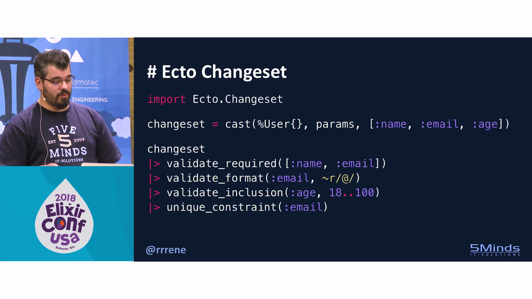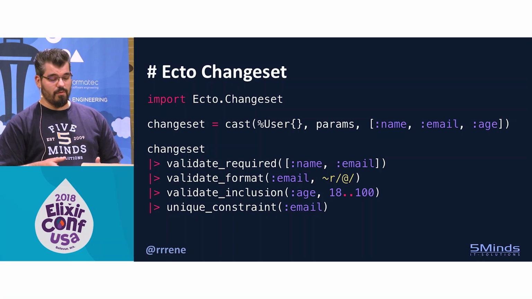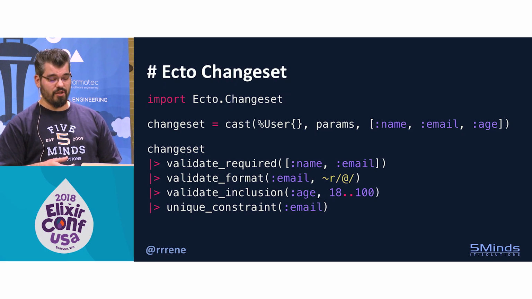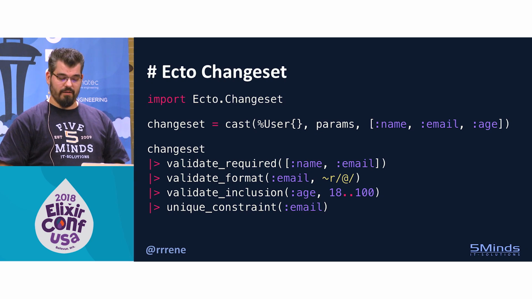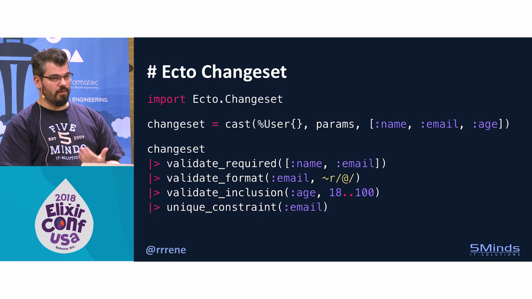With Ecto changesets, we're creating a changeset by casting, in this case, a user struct, parameters to change the user, and a list of attributes that can change. And then this changeset is our token. And that token goes down a pipeline. We're working with this token, which represents our intent to change data.